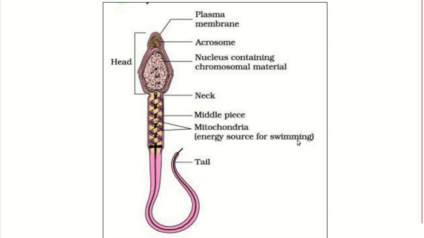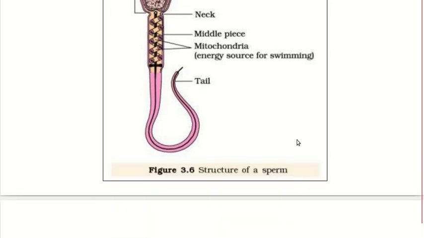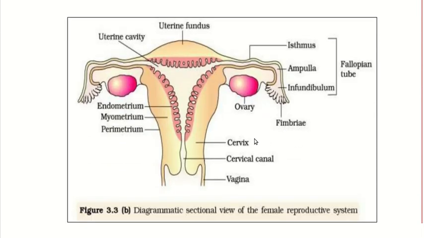So you can have 10 labelings here: structure of head, plasma membrane, acrosome, nucleus containing chromosomal material, neck region, middle piece, mitochondria, and tail. So structure of a human sperm has been asked many times for 5 marks or for 3 marks. So you have to remember to have all the labelings there, and sometimes they might also ask you for 3 marks the diagram and 2 marks for description part of it.